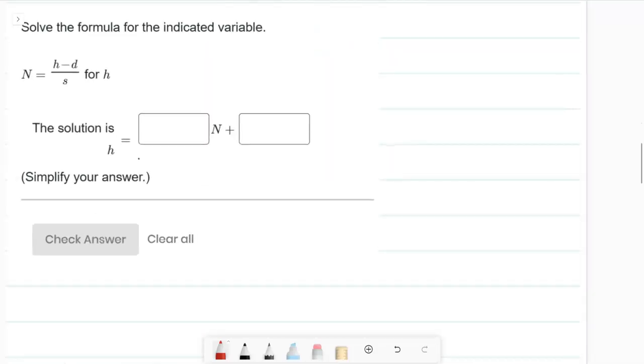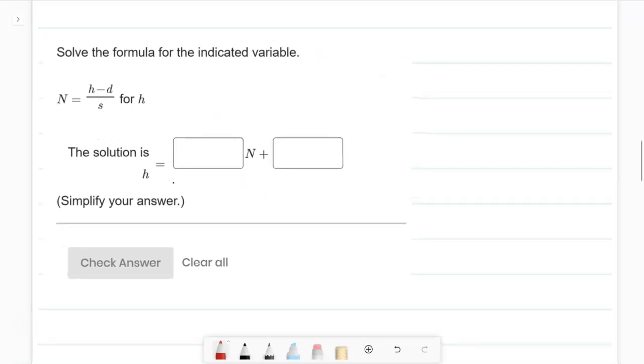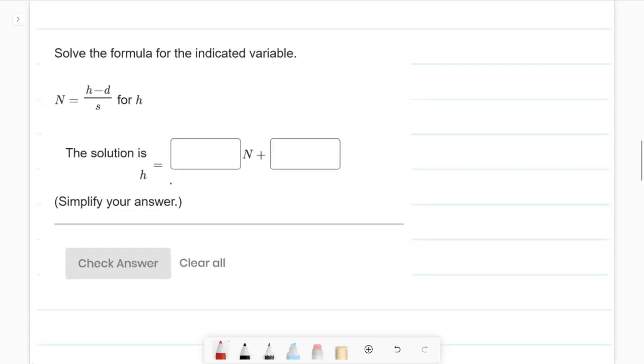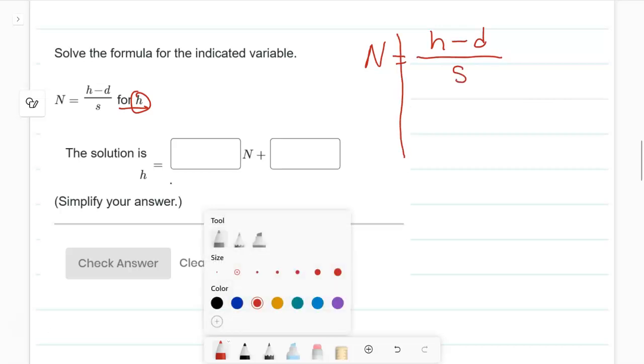Problem number 2. Again, this may not be exactly like the one that you got, but it is very similar. It just has different letters. It's telling you to solve for H. So I'm going to rewrite it right here. I have N equals H minus D all over S. Draw the line, and do the table for C do.